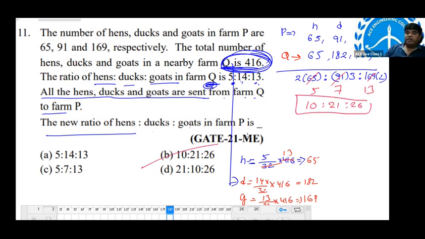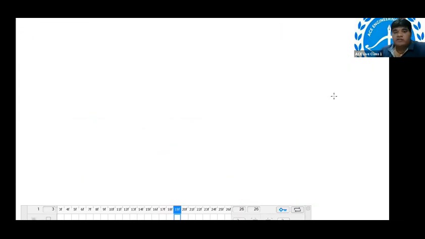So answer B is the right answer. There is no difficulty. It was a GATE question, last year's GATE question. There is no difficulty, but the calculation takes time. Next, one more GATE question.